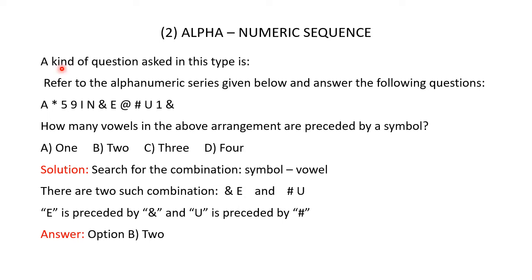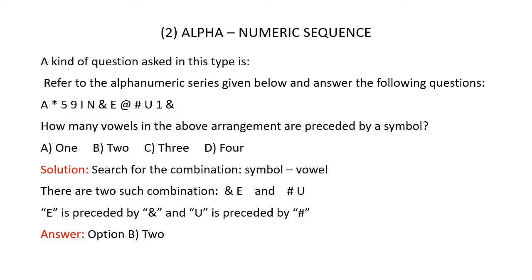A kind of question asked in the alphanumeric sequence is as follows. Refer to the alphanumeric series given below and answer the following questions. A star 5 9 I N and E at hash U 1 and. So you are given an alphanumeric sequence here. You have to answer the questions based on the given alphanumeric series.